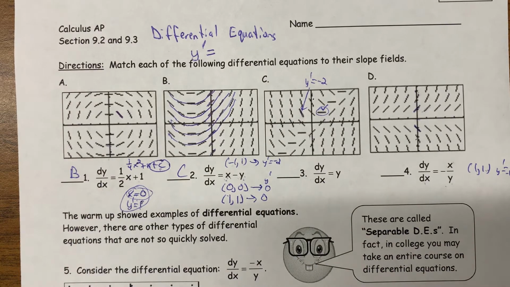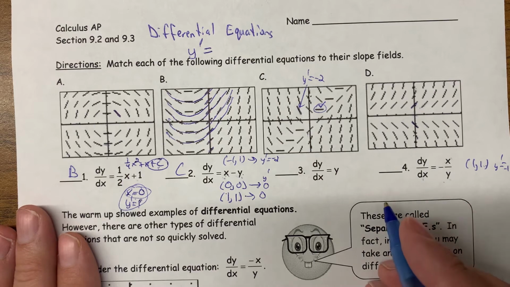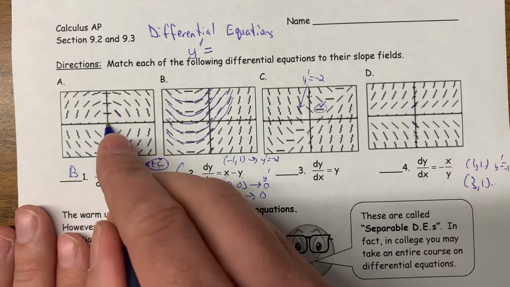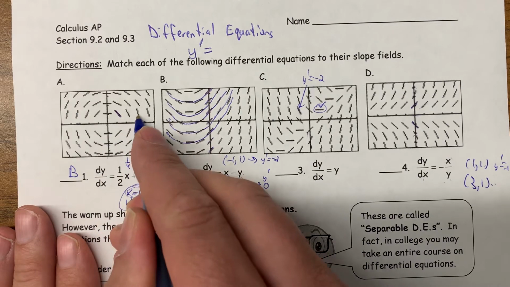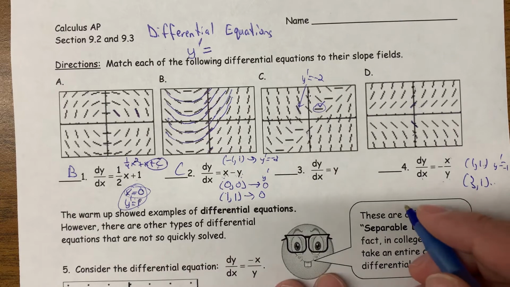And I could check more points on it if I wanted to. Maybe you should do that. Check like when x is 3 and y is 1, right? What's the slope going to be? Well, when x is 3 and y is 1, the slope is -3. It's a steep negative. So that's what works.